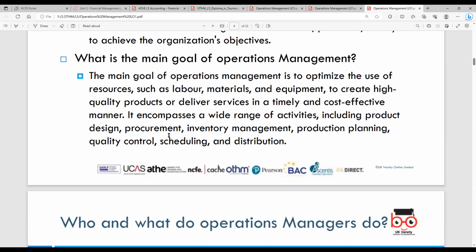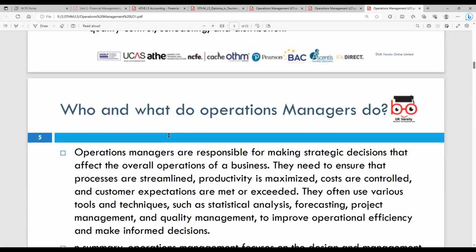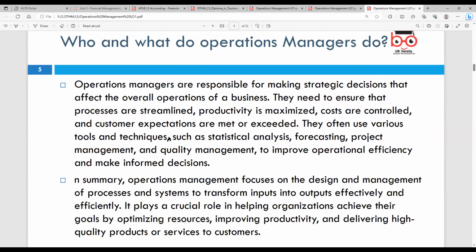So that's the main underlying goal of operations management. Okay, who and what do operations managers do? So you may ask, what's the job of operations management? What do they do? What sort of training do they have? What sort of activities do they do?